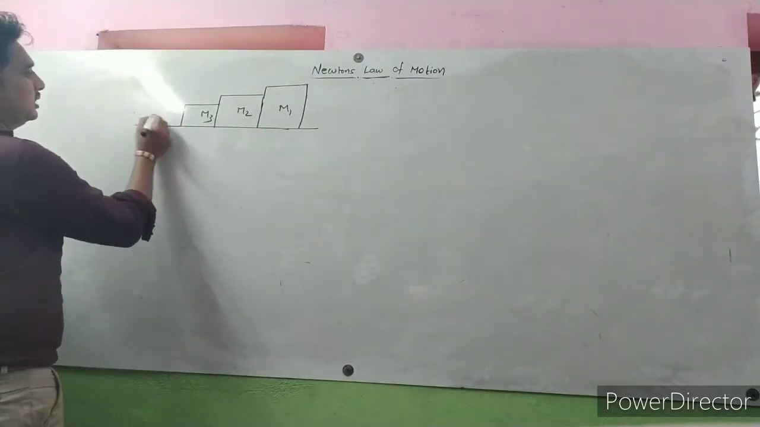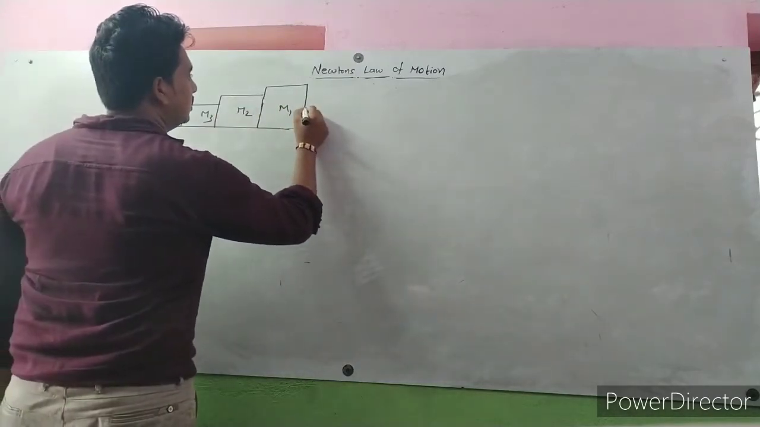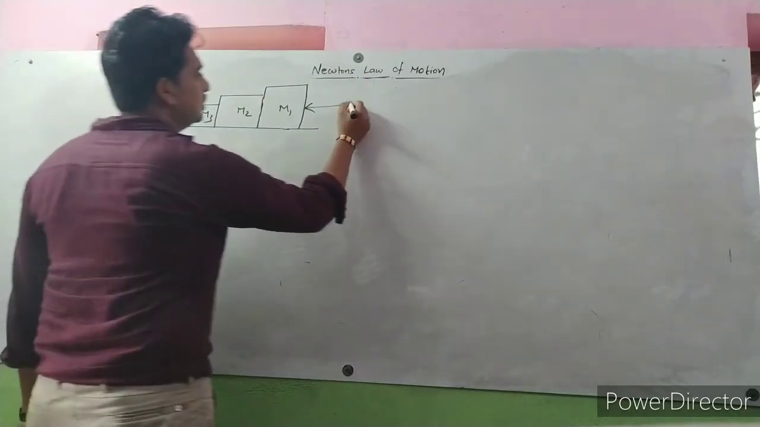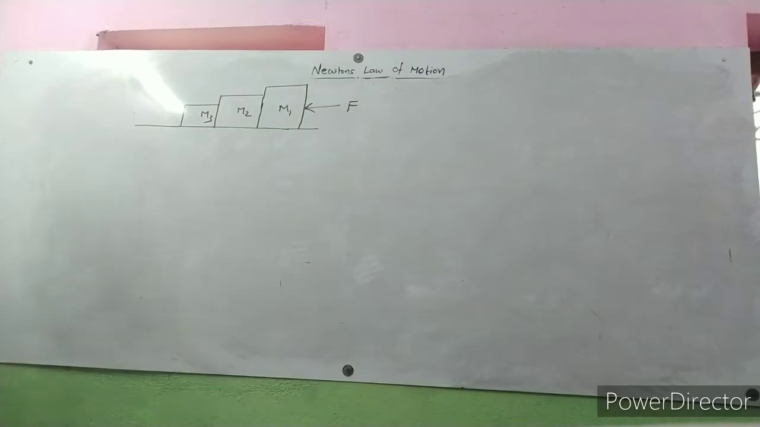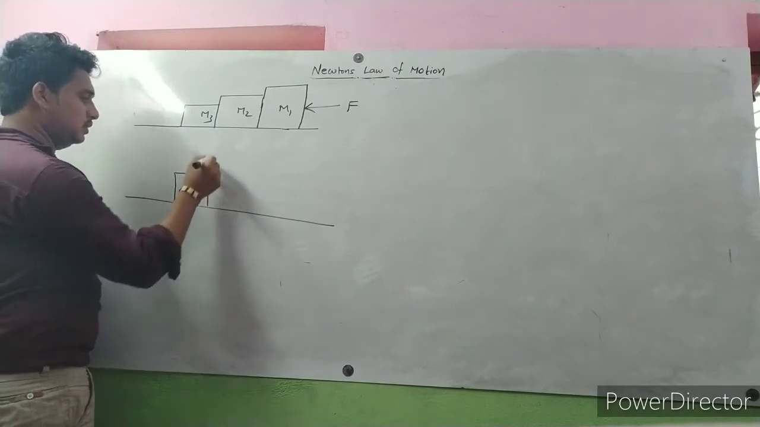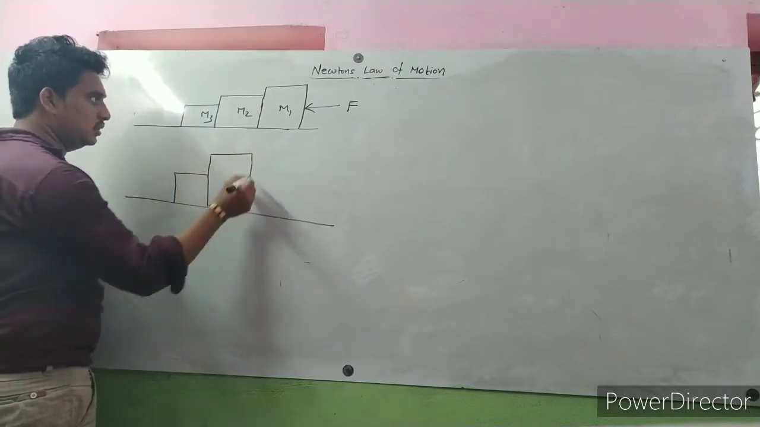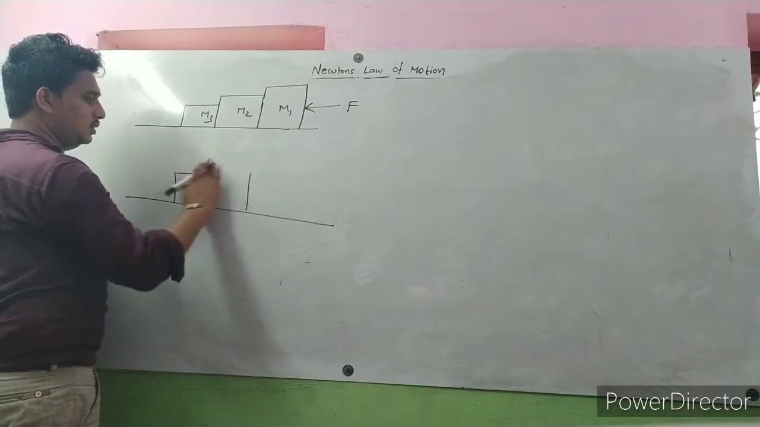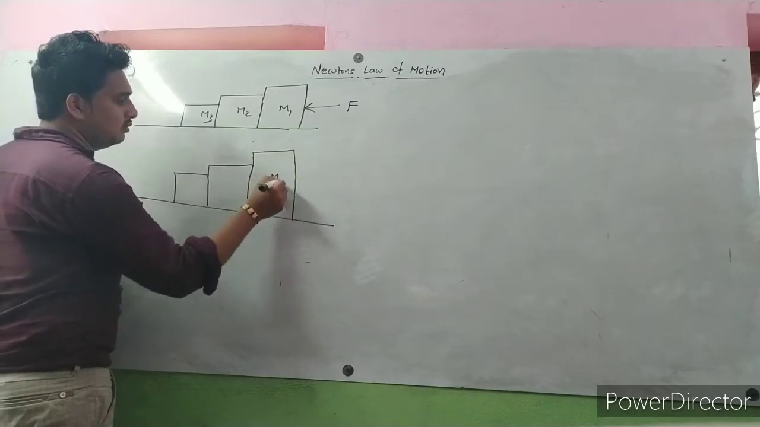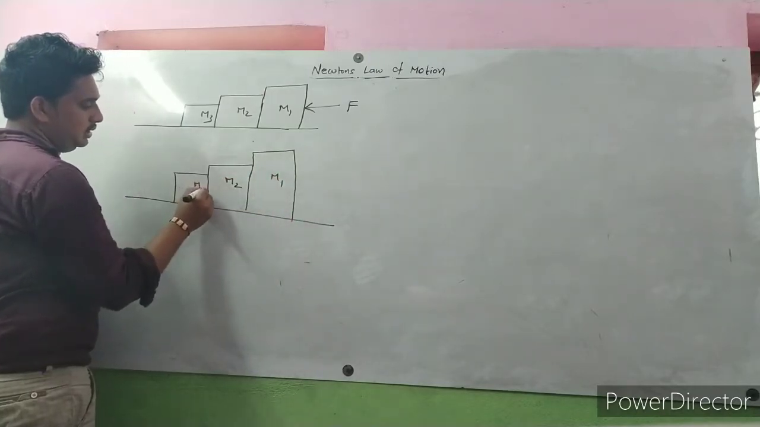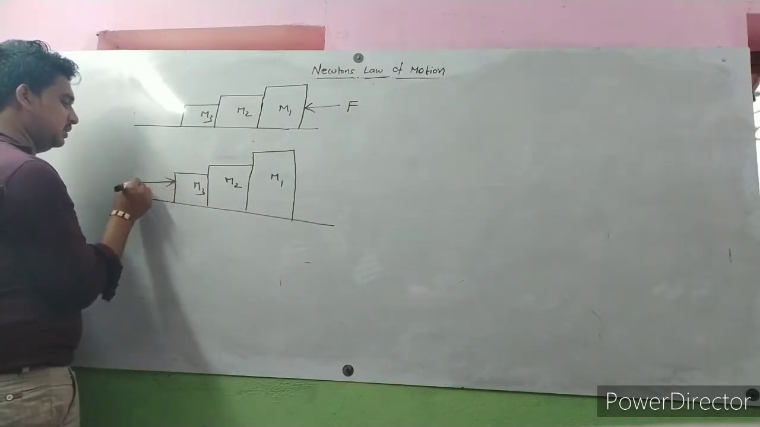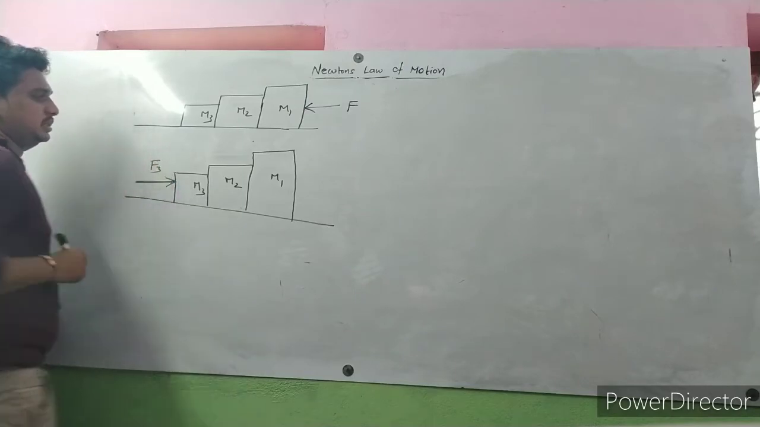And how we applied force here. So we apply force in this direction. This is a force. If this is M1, M2, M3, how is the force applied in this direction? For example, if force is applied in this direction.